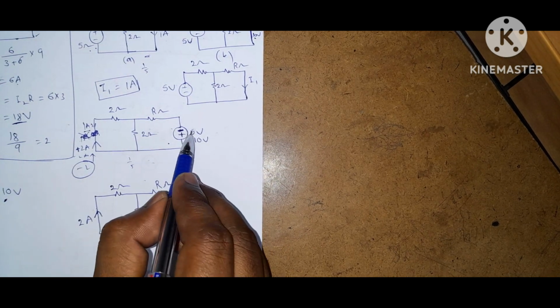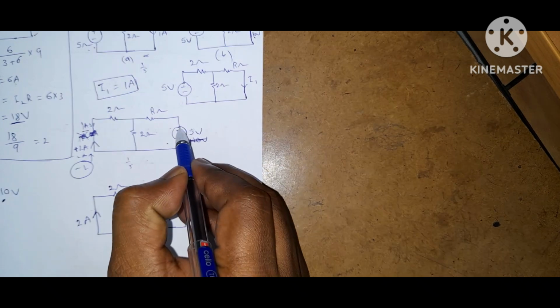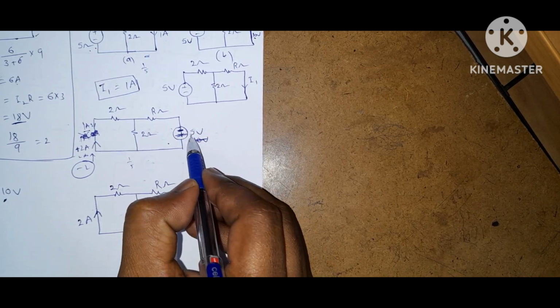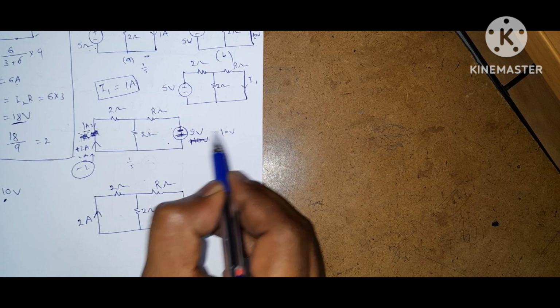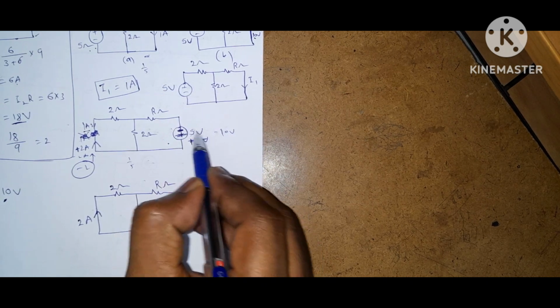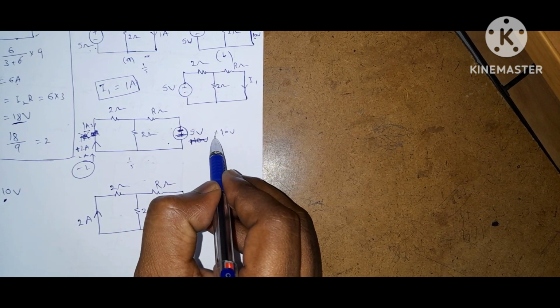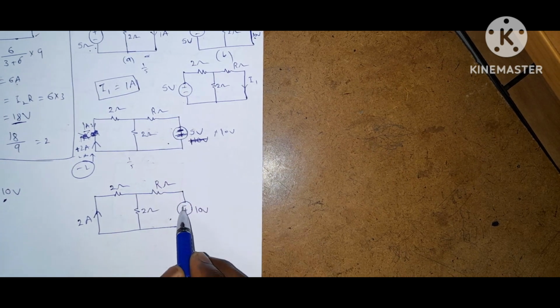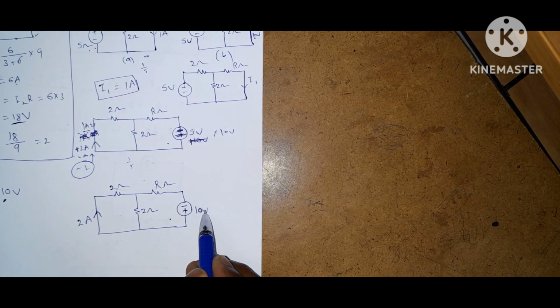Next, here it is plus 5 volts, so it is plus, it is minus. If you multiply with minus 2, this is minus 10 volts. So to change the direction, remove the minus here, and it is minus, this is plus. So it is minus, it is plus, so it is 10 volts.